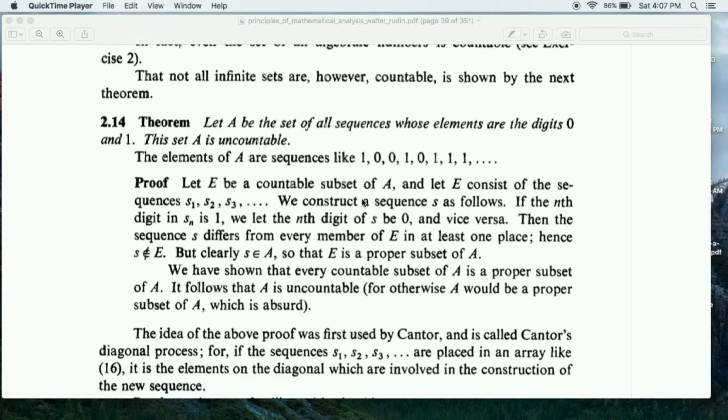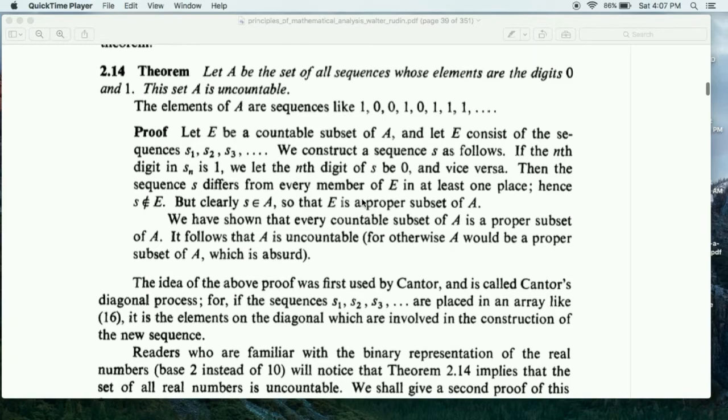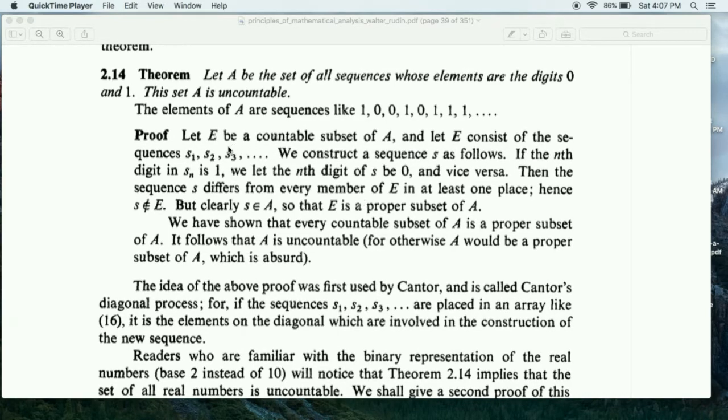We will show that A is uncountable. How? Let E be a countable subset of A, and E consists of sequences S1, S2, S3, and so on. Now we construct another sequence S as follows. If the nth digit in Sn is 1, we let the nth digit of S be 0, and vice versa. So we take the complement of the digits at each position.